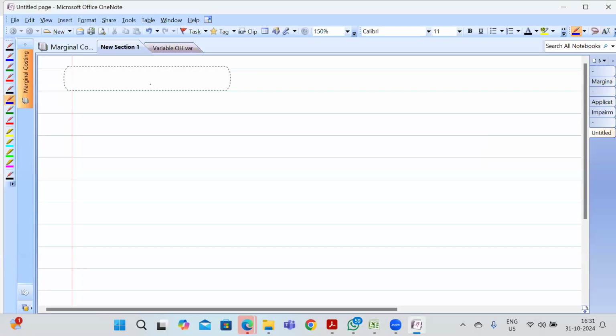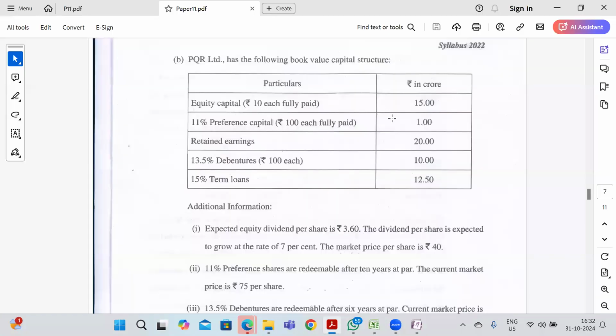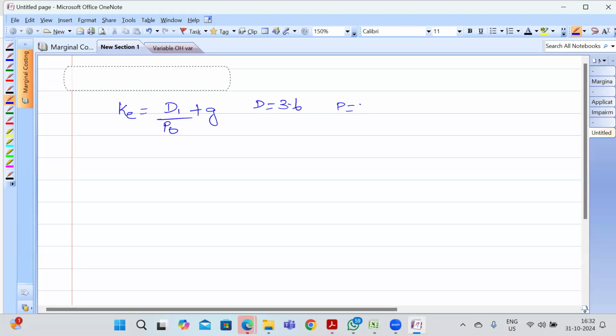So for calculating KE, that is cost of equity, I will be applying dividend divided by market price plus growth rate. So that one I'm going to apply. So here dividend is equal to 3.6 and price of the share, which is mentioned as 40 rupees in the question itself. So 40, growth rate is equal to 7%, that is 0.07. If I am substituting the values in this formula, that is 3.6 divided by 40 plus 0.07, so I will be getting 16 percentage.